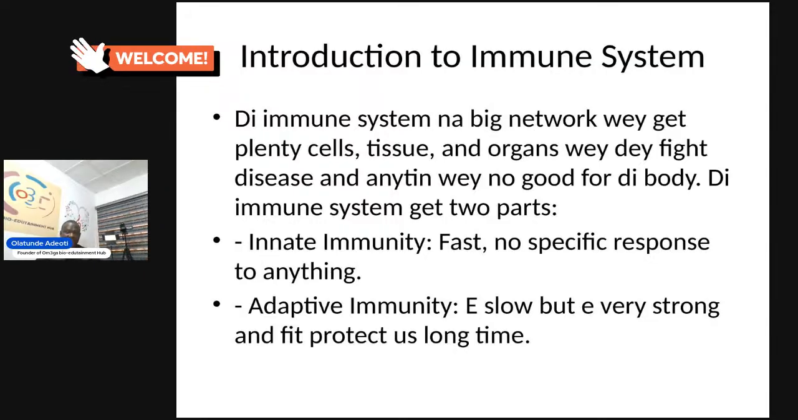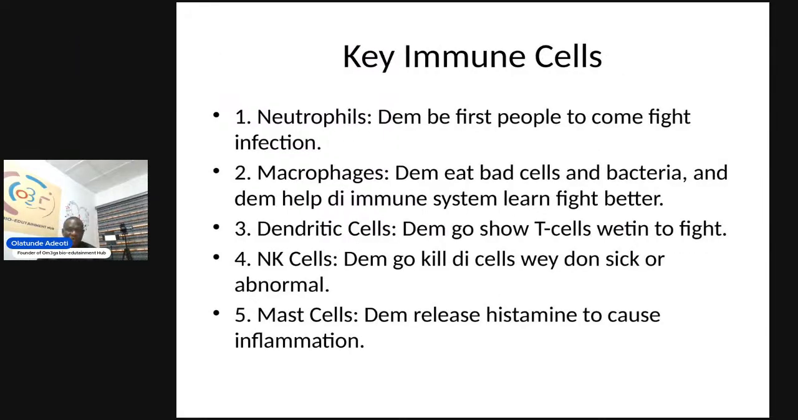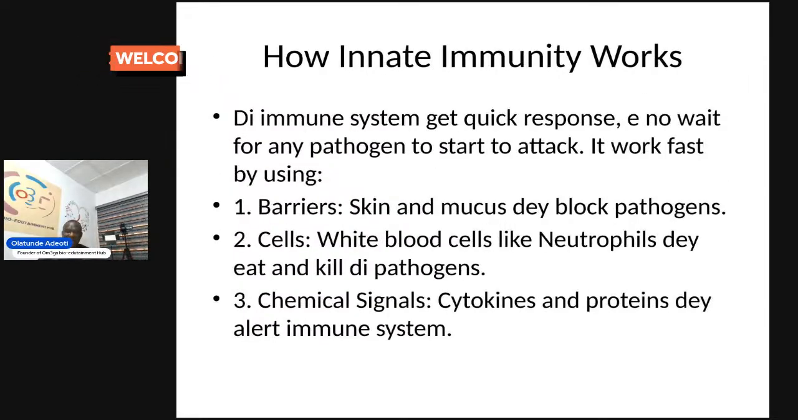The immune system get two parts: innate immunity, which is fast, no specific response to anything. Adaptive is slow, but e very strong and fit to be able to protect us. So then the next one is the key aspect of the immune cell, which include neutrophils, macrophages, dendritic cells, natural killer cells, mast cells, and so on.